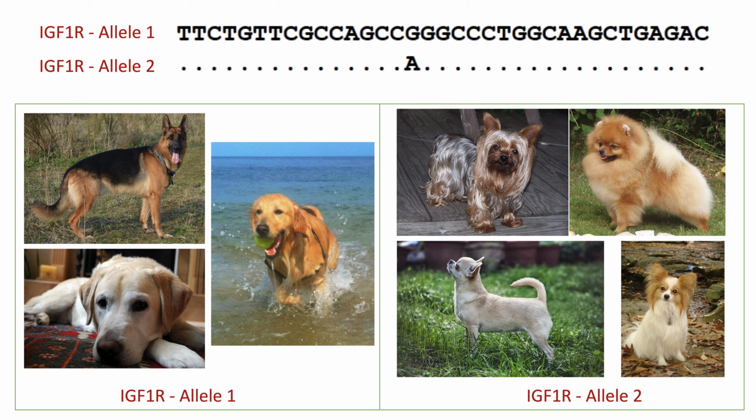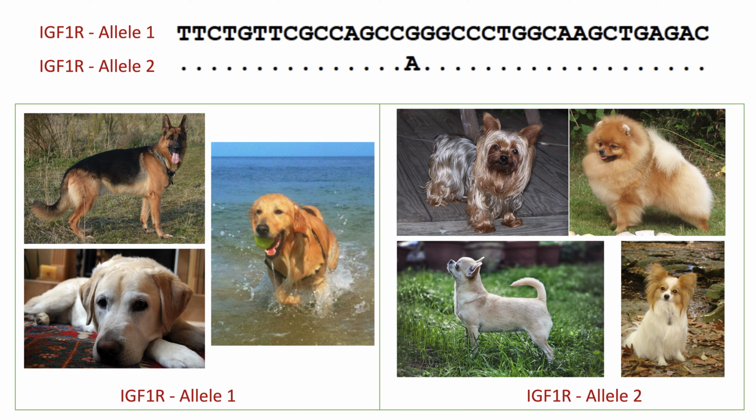These alleles were identified in domestic dogs, and it turns out that very small dogs have allele 2, while large and medium-sized dogs have allele 1. Now, dogs, like humans, are diploid, so they have two copies of IGF-1R. They might have two copies of allele 1, in which case we would call them homozygous for allele 1. They might have one copy each of allele 1 and allele 2, and in that case we would call them heterozygous, or they might have two copies of allele 2, in which case they would be homozygous for allele 2. The smallest dogs tend to have two copies of allele 2, such as the ones you see here.